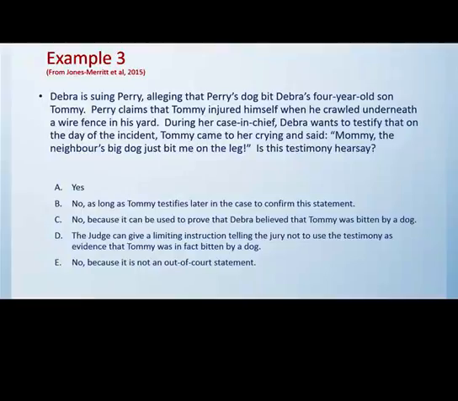So finally, we have an example here of a hypothetical scenario. Deborah is suing Perry, alleging Perry's dog bit Deborah's 4-year-old son, Tommy. Deborah wants to give evidence that her son told her after the incident, "The neighbour's dog bit me on the leg." Is that testimony hearsay?